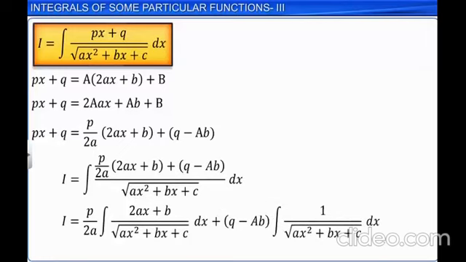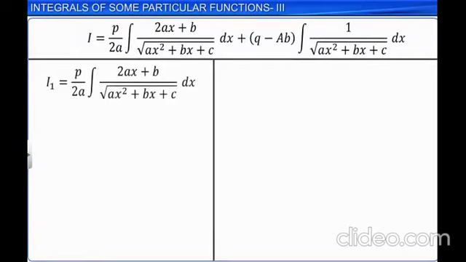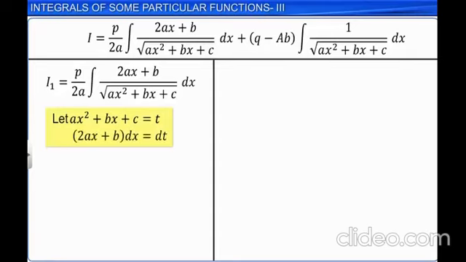Let the two integrals be I1 plus I2, where I1 is equal to p/2a times the integral of (2ax + b) upon the square root of ax² + bx + c dx. So we substitute ax² + bx + c in the denominator with t. On differentiating both sides, we get (2ax + b) dx = dt. Substituting the values in the integral, we get the integral shown. By evaluating the integral, we get I1 = p/a square root of t.